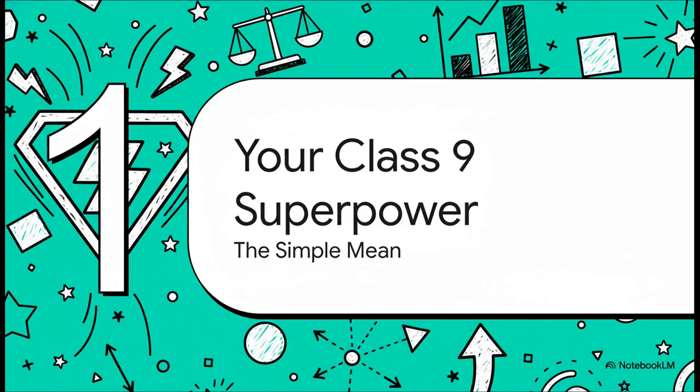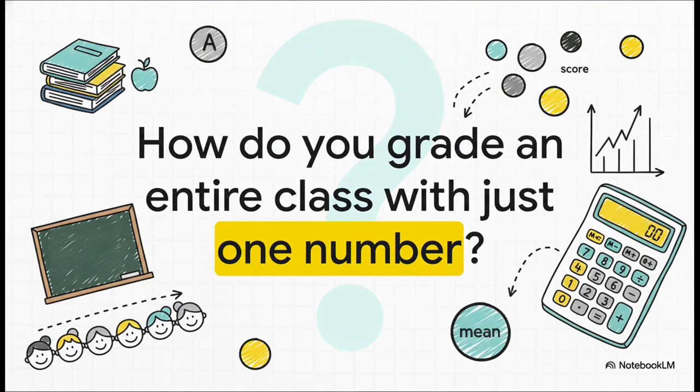You already know how to do this, but we're about to see it in a whole new light. Think of it as giving your old skills a serious upgrade for Class 10. So picture this. Your teacher wants to know how the whole class did on a test. Are they going to read out every single person's score? No way, right? Of course not. They'll just give one single number that sums it all up, the average, the mean score. And that is exactly what we're talking about today.